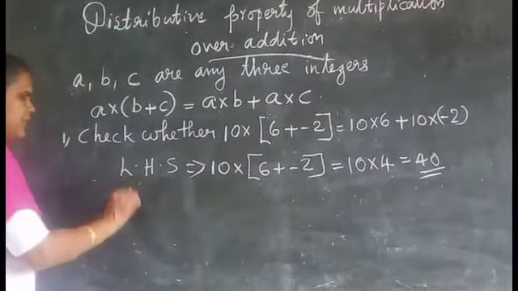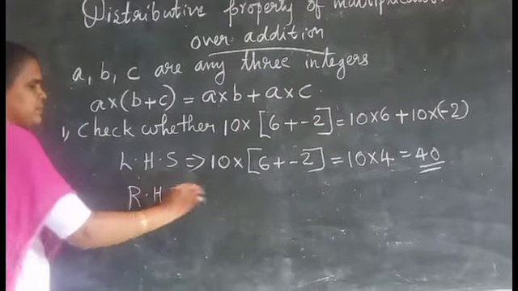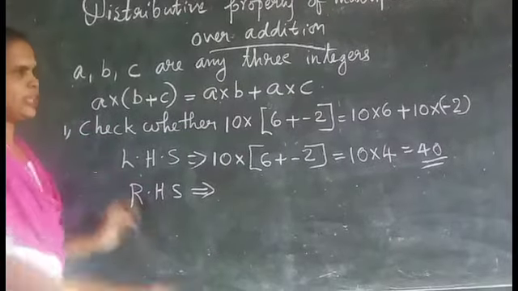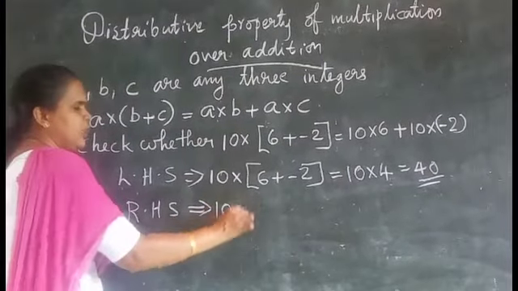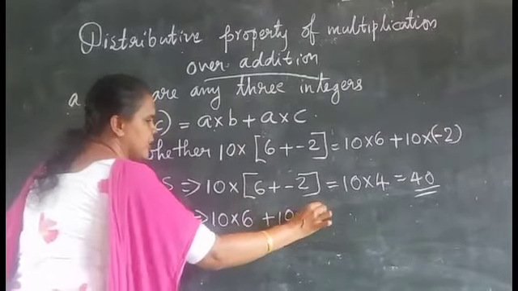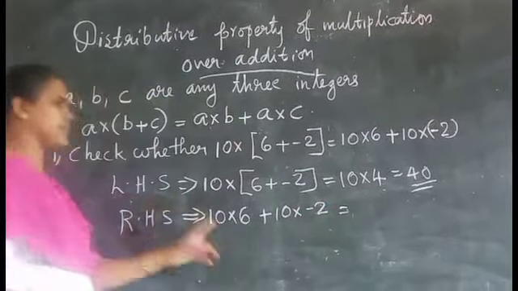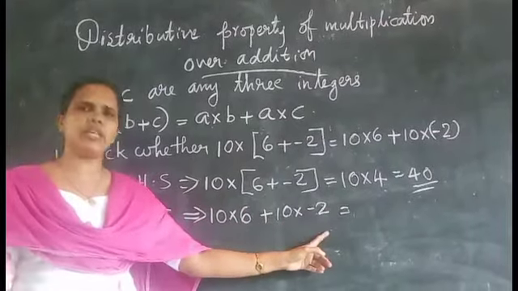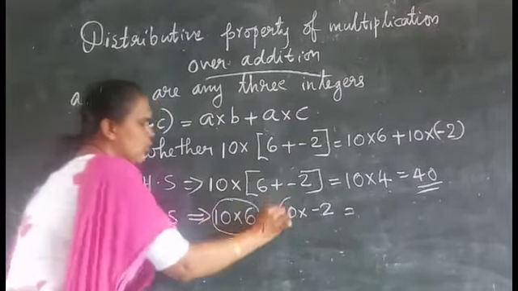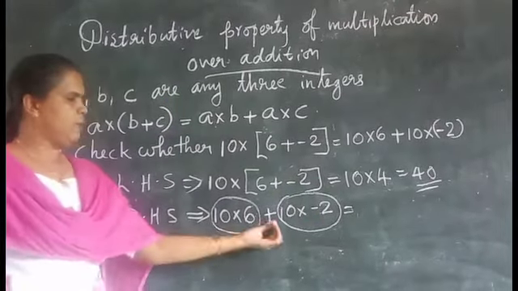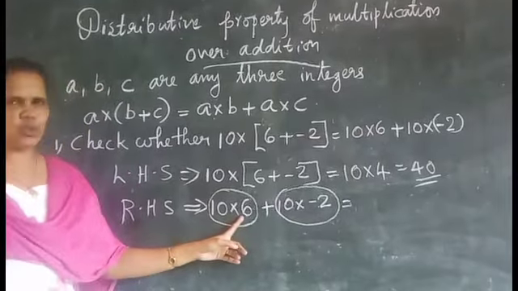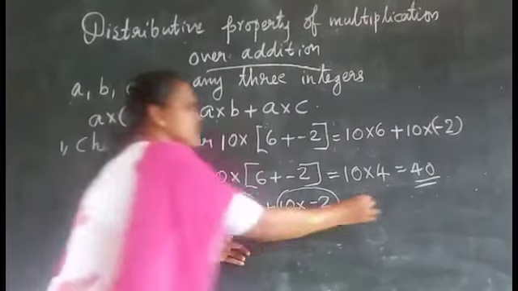Then we can find the RHS. RHS, that is the second side of the equal sign. That is 10 into 6 plus 10 into negative 2. There are two parts, before the plus and after the plus. Before the plus, what is it? 10 into 6. What's the answer?